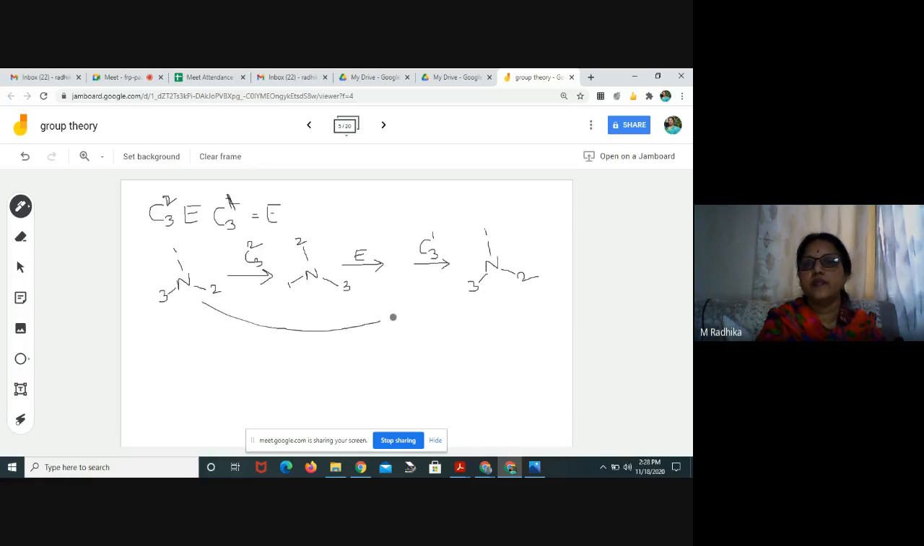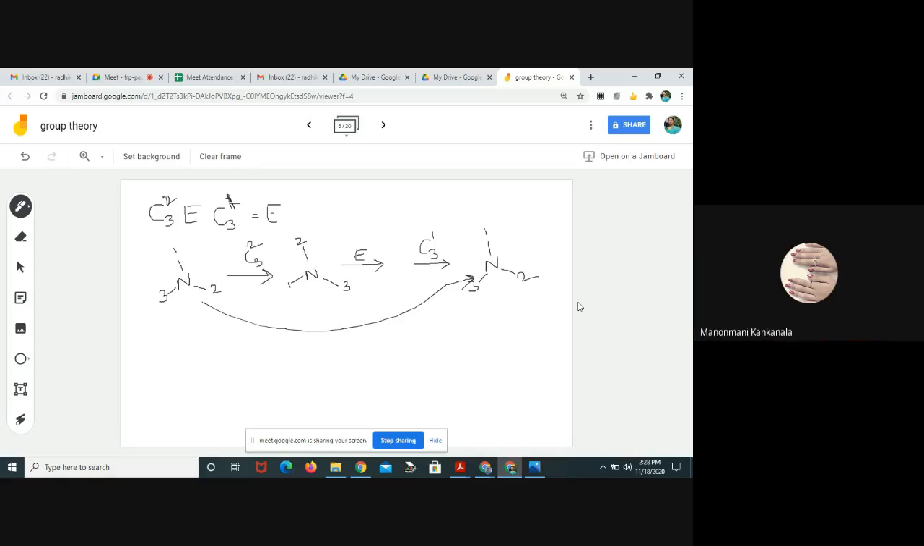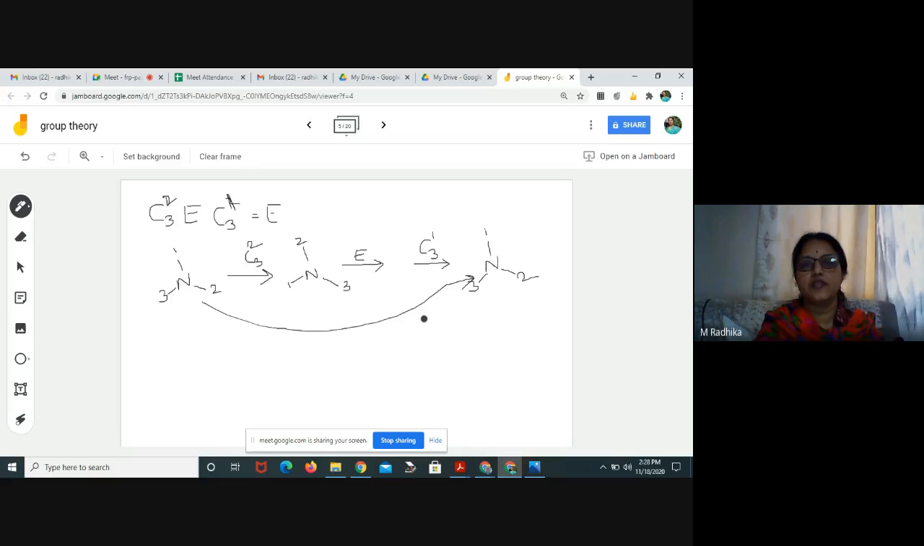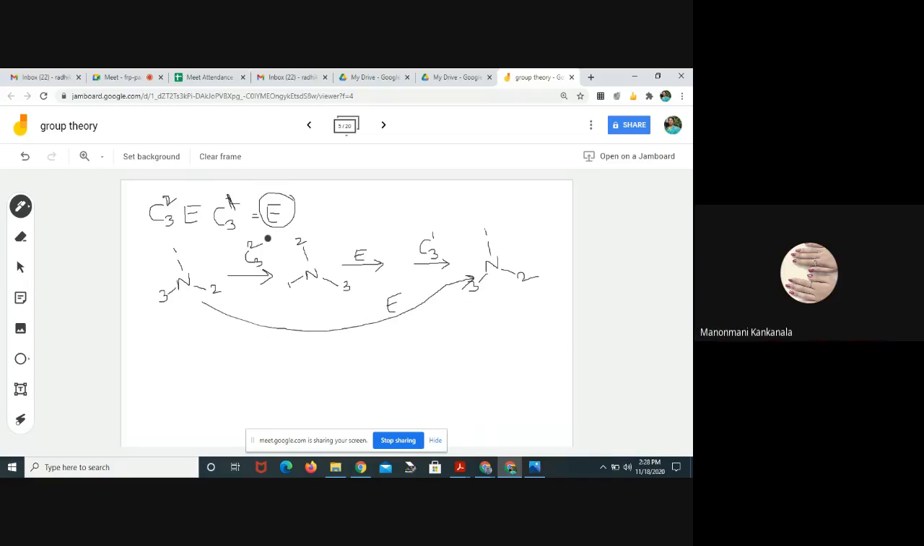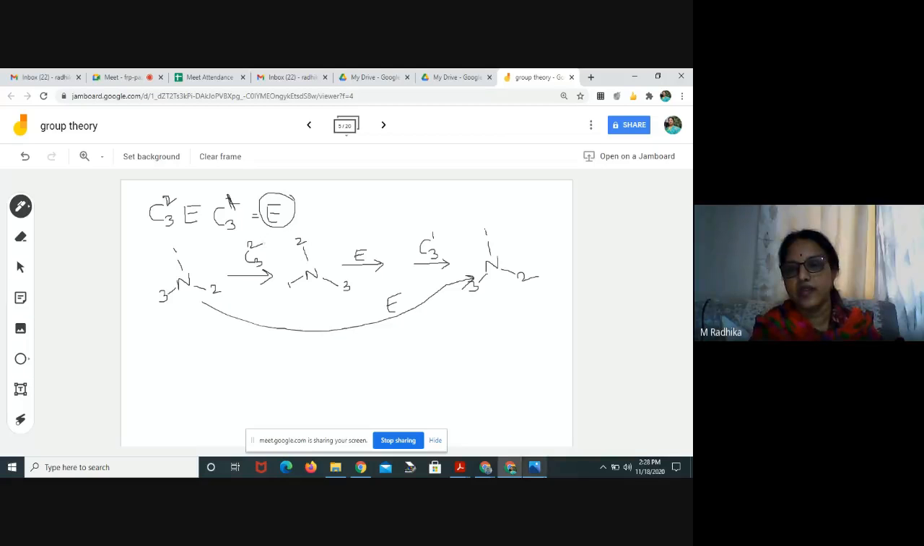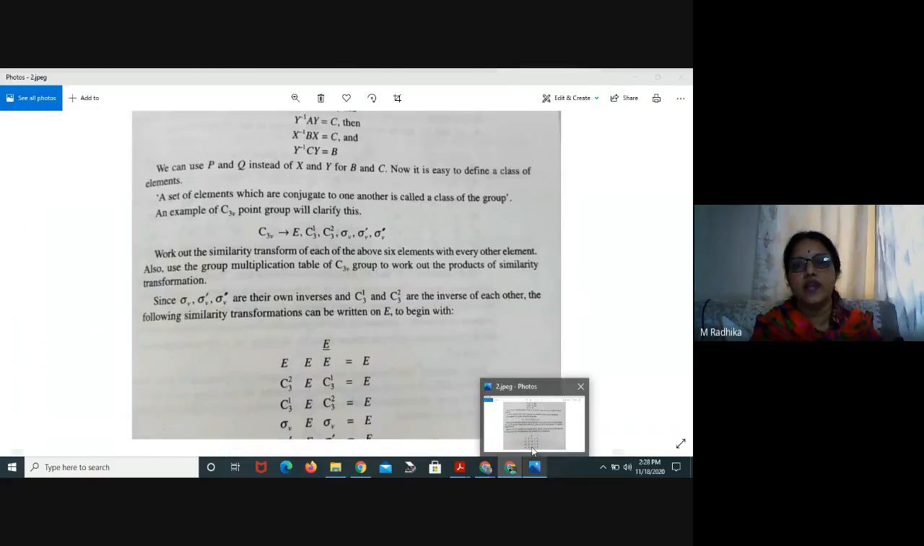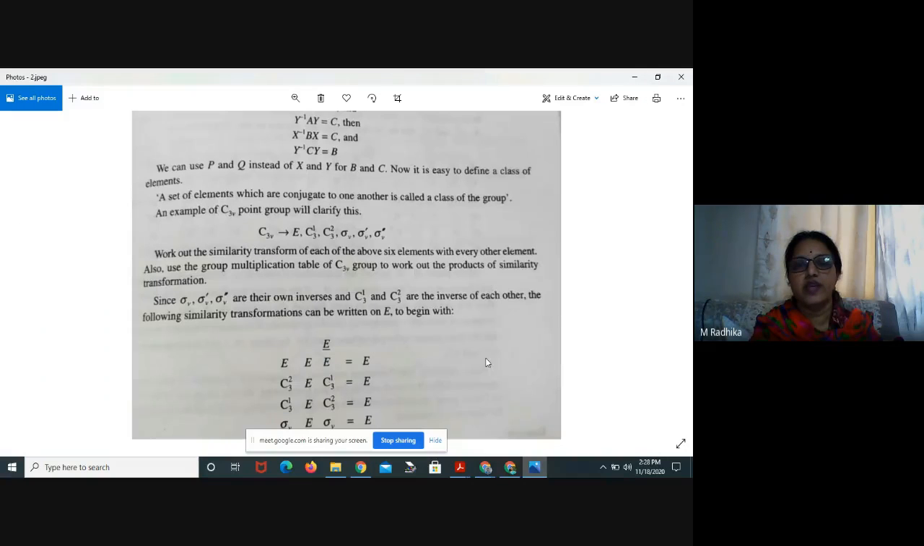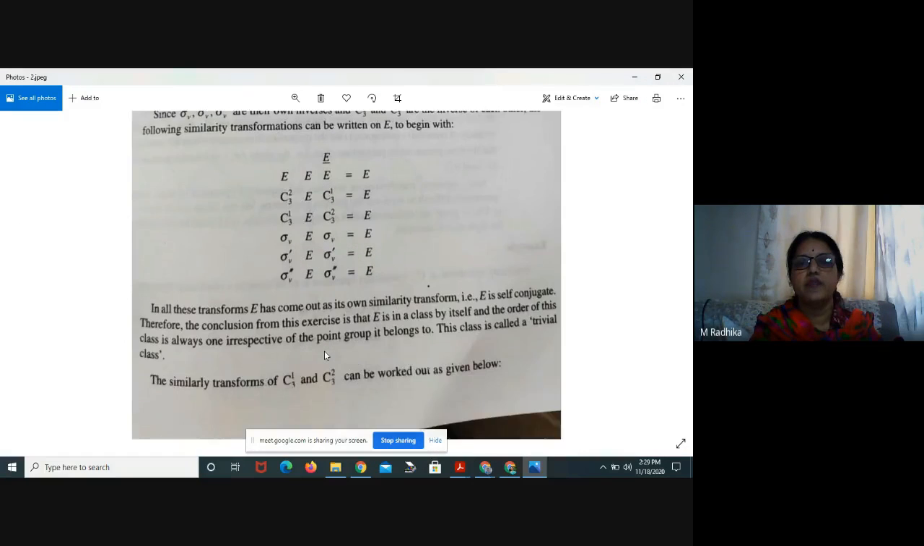Now from here to here, what is the operation? Identity. Very good. So are we doing the similarity transformation? What is it that we got? When you do C3² followed by identity followed by C3¹, I am resulting in E. So this product is holding good. Fine. Agreed. Whenever you do it with identity, whatever you do, you are ending up with the same thing. So C3² E and C3¹ give E.